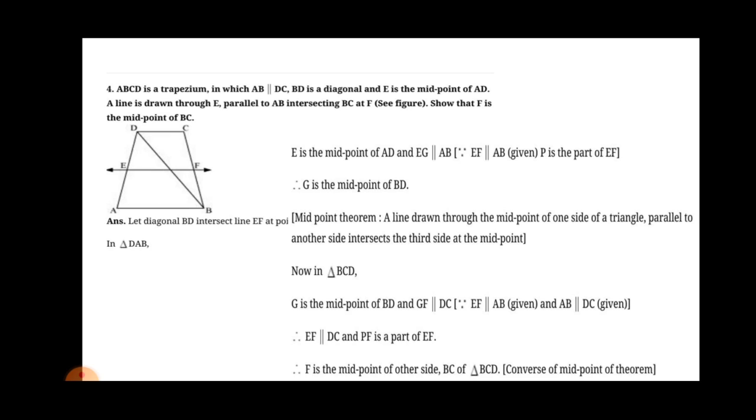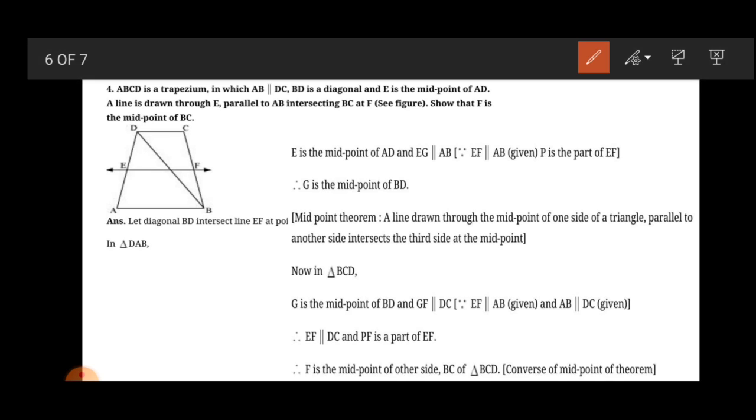Question number 4. ABCD is a trapezium in which AB is parallel to DC, BD is the diagonal and E is the midpoint of AD. A line is drawn through E parallel to AB intersecting BC at F. Show that F is the midpoint of BC.